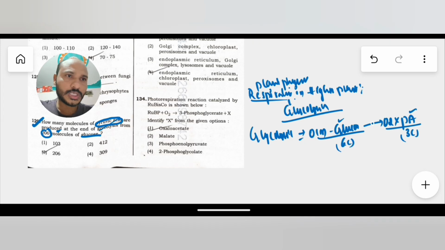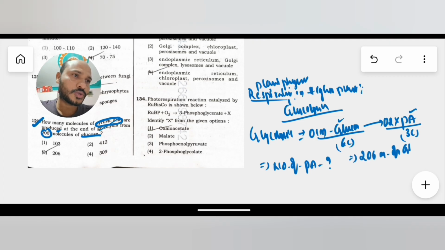This is the general outcome of glycolysis. Yes, so read this question. How many molecules of pyruvic acid are produced? Here we have to find out the number of pyruvic acids produced by the end of glycolysis from 206 molecules of glucose. So in the question, from 206 molecules of glucose, how many pyruvic acids get produced?